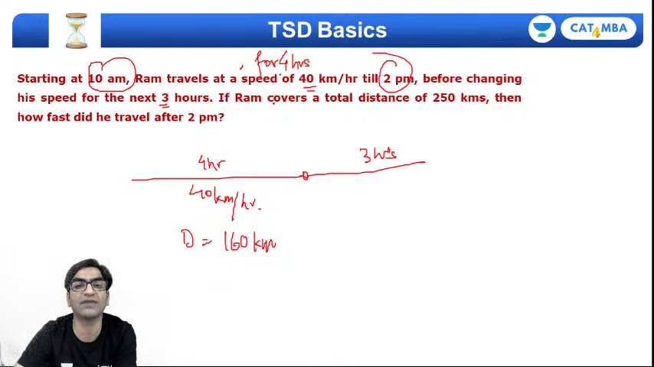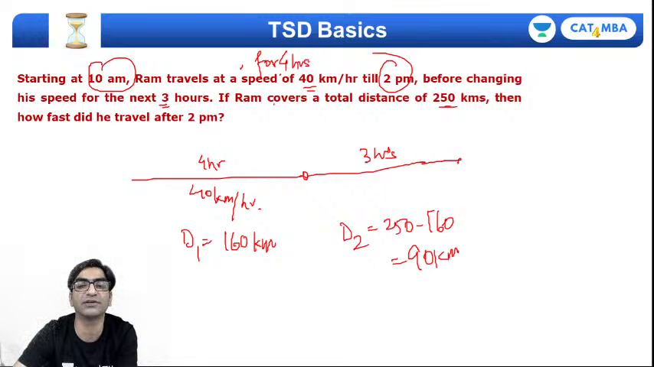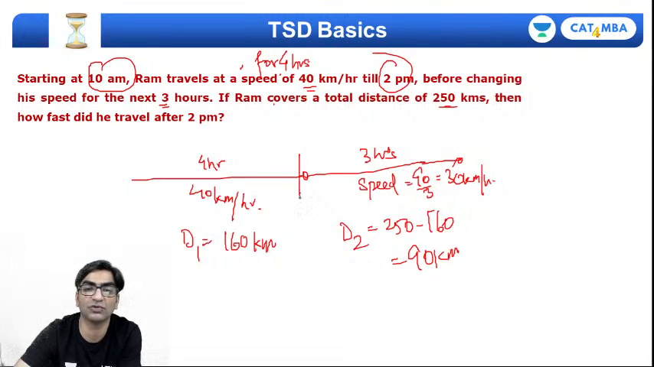But if Ram covers a total distance of 250, which means second segment distance will be 250 minus 160. That's clearly going to be 90 kilometers. Okay. So in 3 hours, the distance covered is 90 kilometers, which means the speed will be 90 upon 3, distance upon time, right? 30 kilometers per hour. Okay. How fast did he travel after 2 p.m.? There you go. That's what you know. It's going to be 30 kilometers per hour.